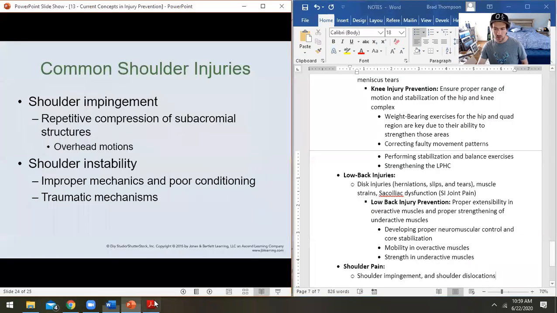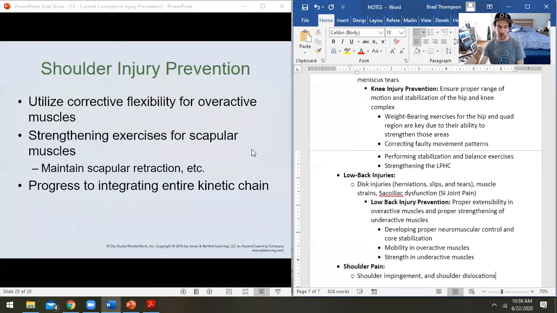So taking a look here, repetitive compression due to repetitive overhead motion. If you are performing a lot of overhead motions improperly, that can often lead to it, or just general instability of the shoulder.